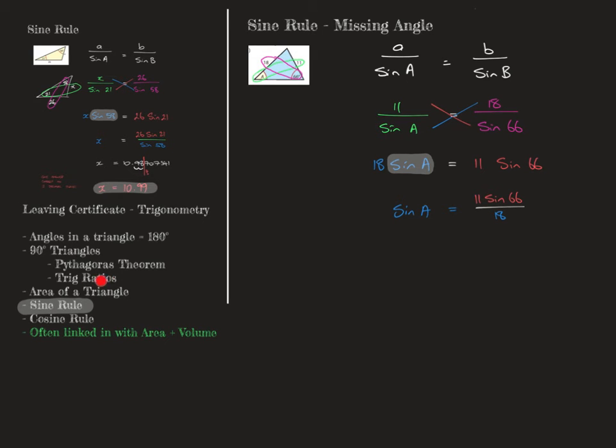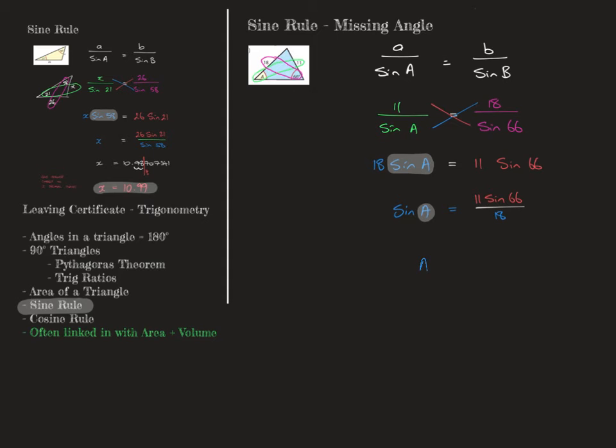Trig ratios. We would have seen something like this when we were doing trig ratios, so this shouldn't be new. In order to find out what this is equal to, I don't want sine A, I just want A. So I need to be able to isolate the A, and it's very easy to do that.